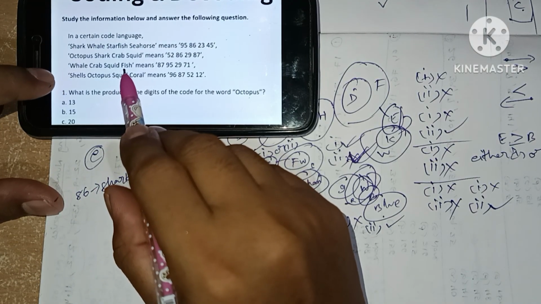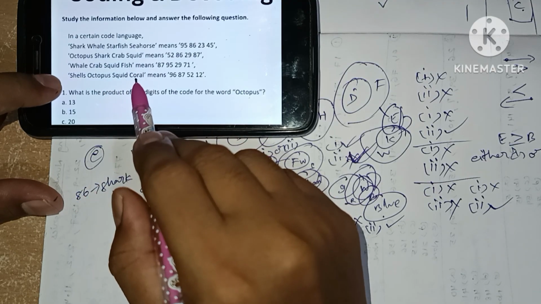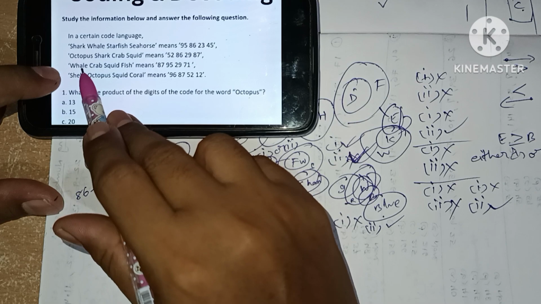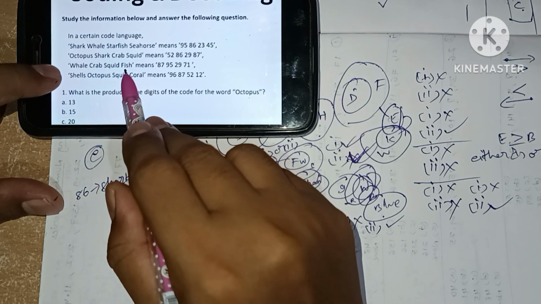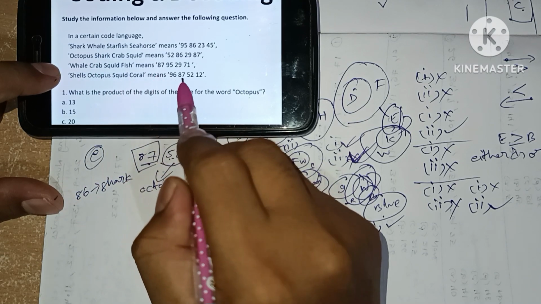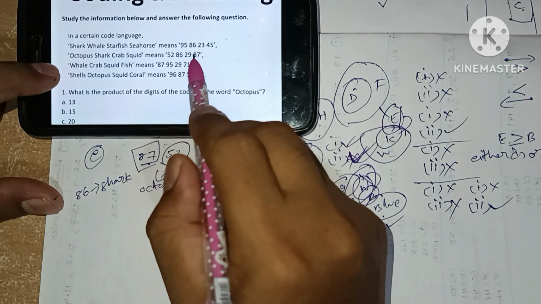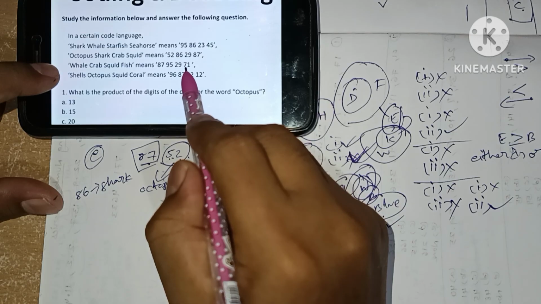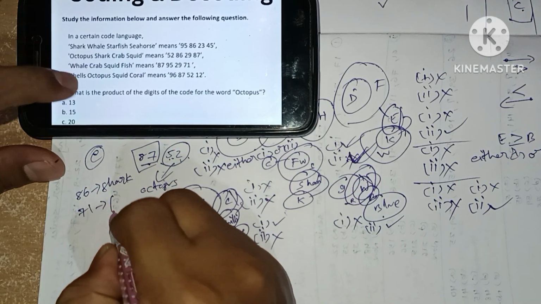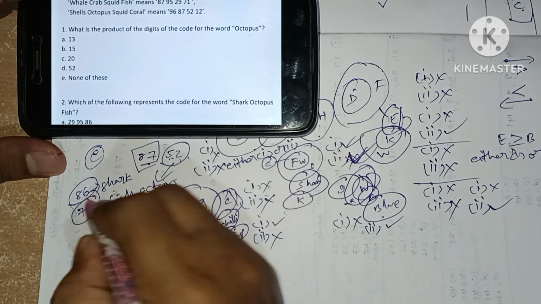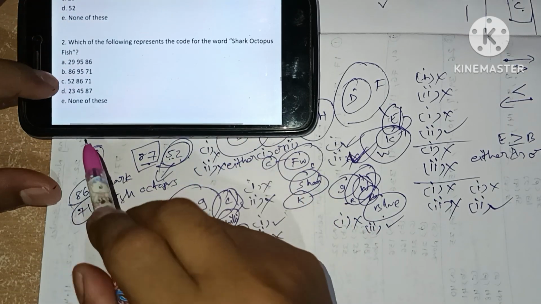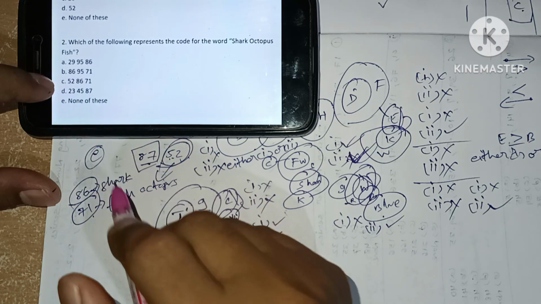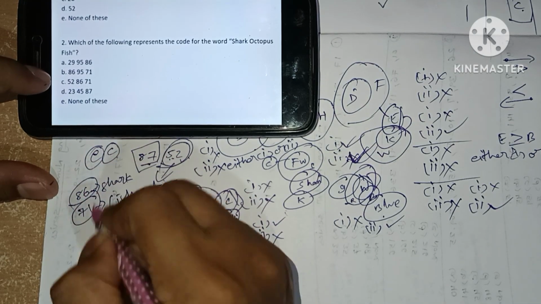Here is fish. Is there any other fish? No. Crab, squid, whale and whale. So this is only a single number. 87, we already saw 87. 95. Is it here? It is 95. 29, here 29. So fish is 71. 71 is fish. So the answer we have is 86, 71 and 52. Option C. So the second answer is option C.